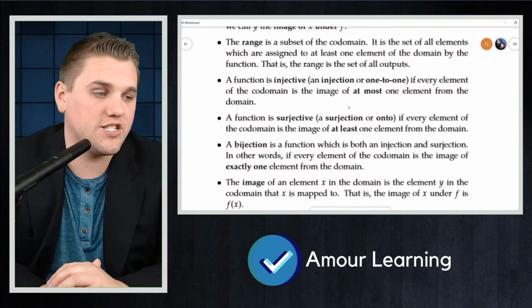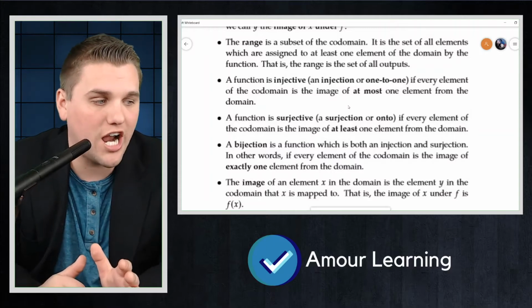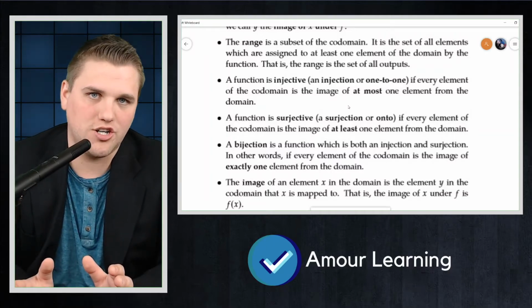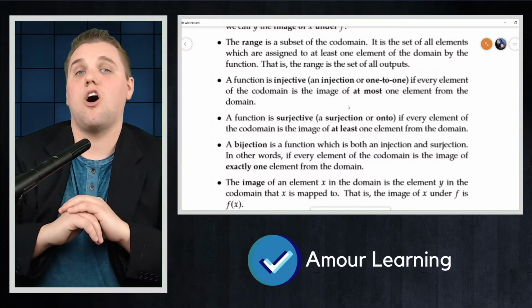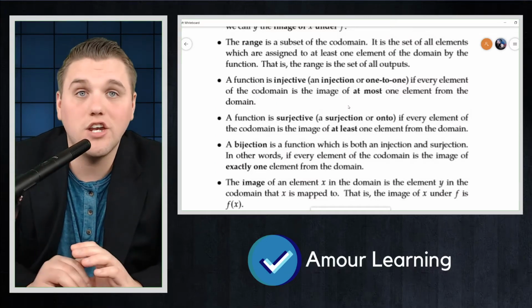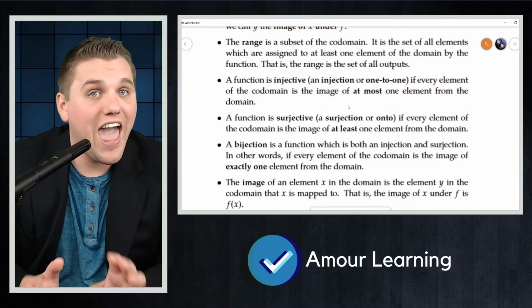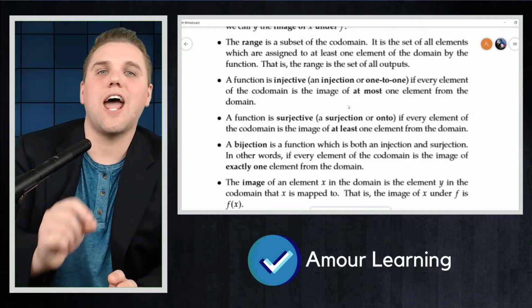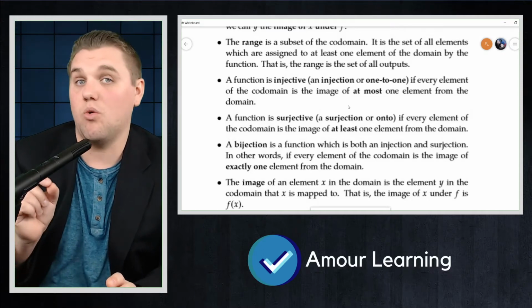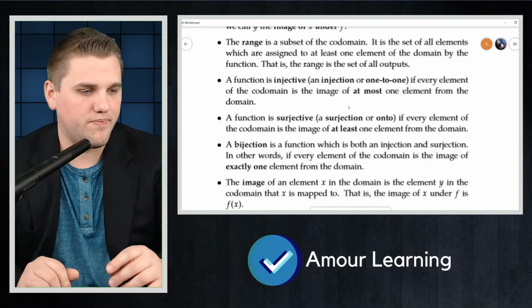A bijection is a function which is both an injection and a surjection. So meaning that the function hits all of the codomain, the range is the entire codomain, and the function hits each element in the codomain exactly once, meaning that it's injective.